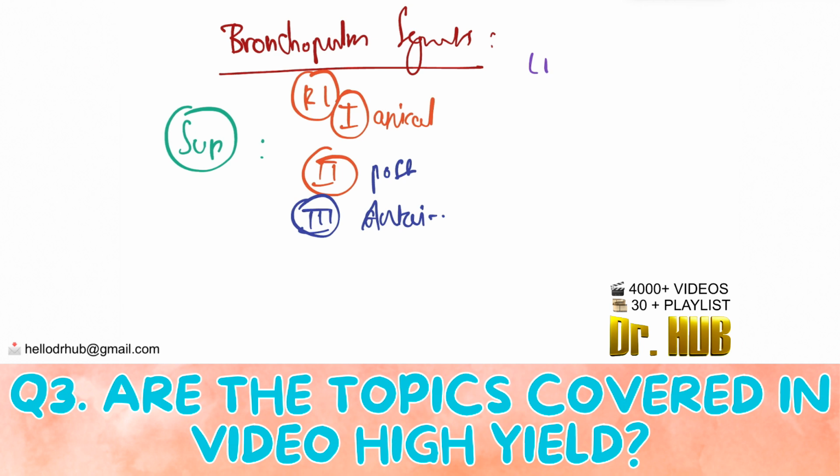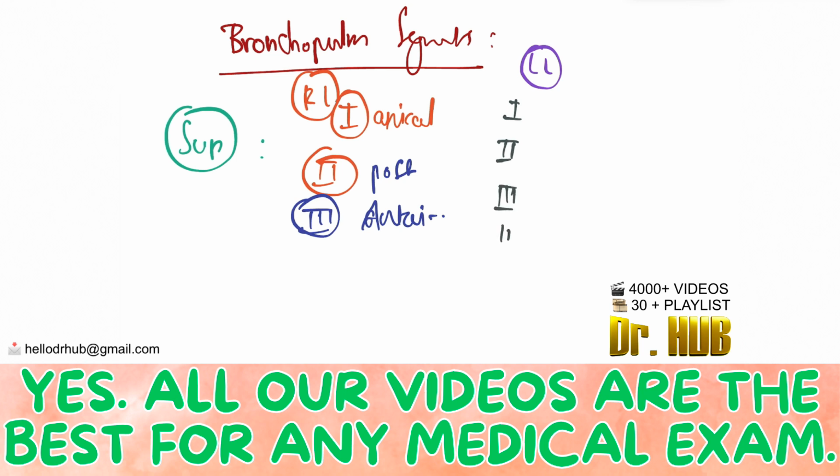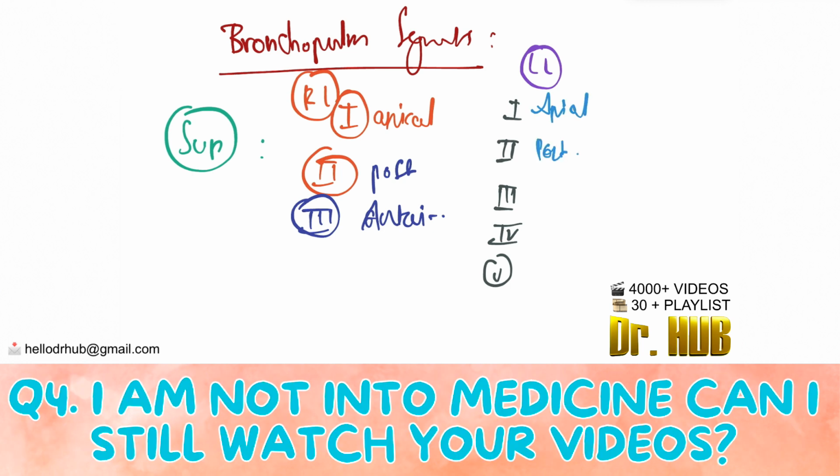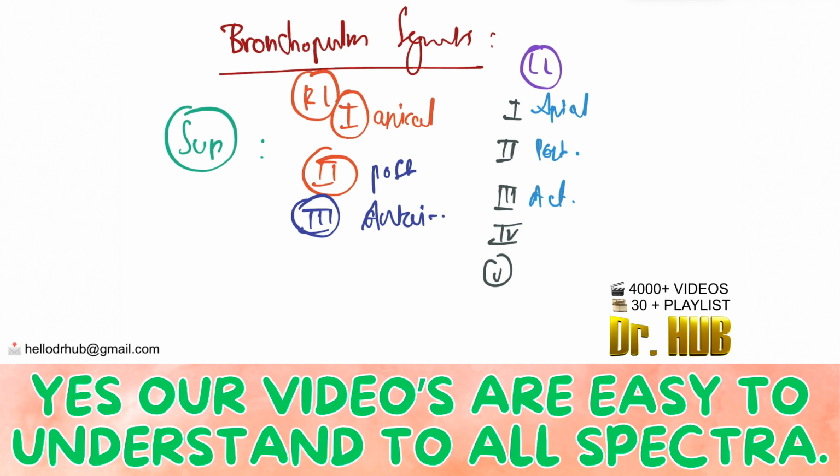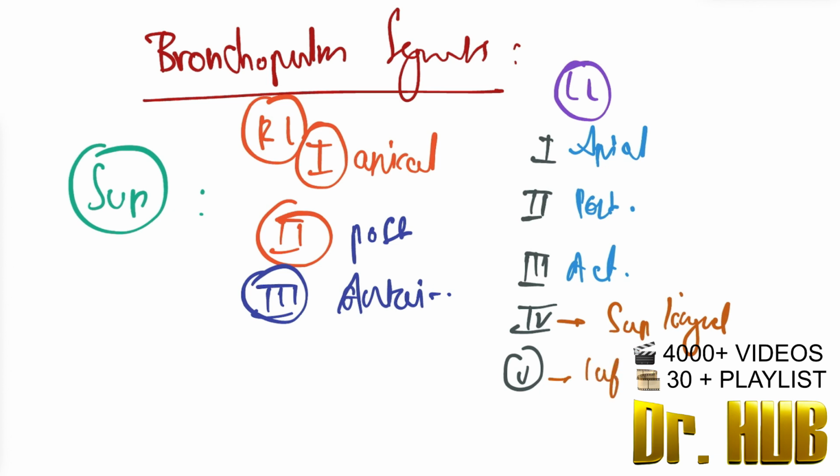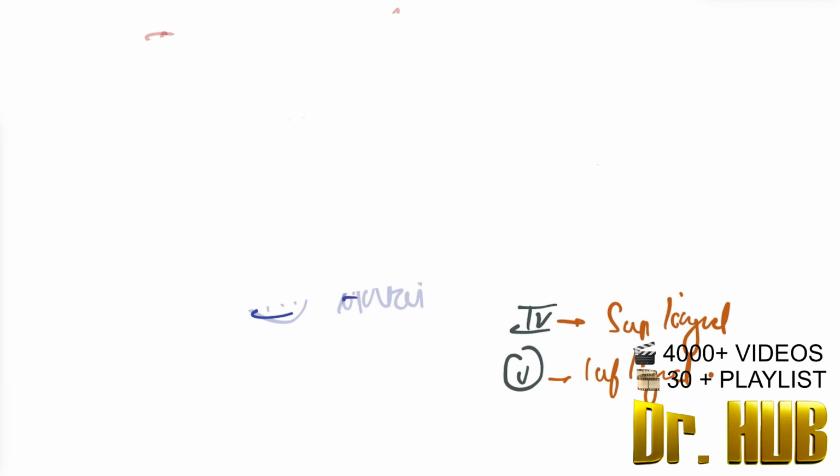Now let's focus on the left lung. The left lung includes the apical, the posterior, and the anterior. Apical is 1, posterior is 2, anterior is 3, and there is also the presence of 4, being the superior lingual, and 5 is the inferior lingual. So this was about the superior lobe.